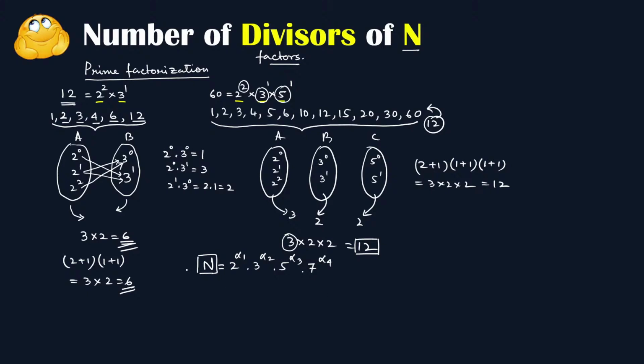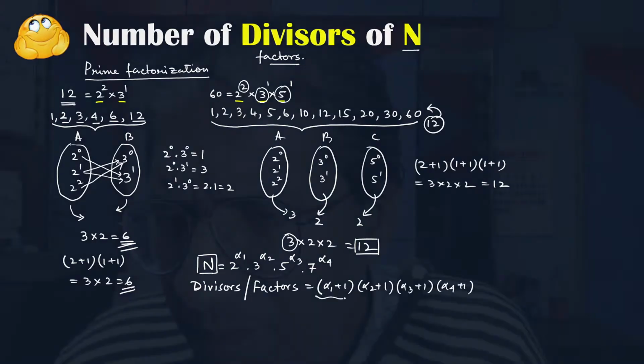So when your n is written in prime factorization like 2 to the power alpha 1, 3 to the power alpha 2, 5 to the power alpha 3 and 7 to the power alpha 4, then total number of divisors or factors will be how much? It is alpha 1 plus 1, alpha 2 plus 1, alpha 3 plus 1 and alpha 4 plus 1. That's it. Is it clear to everyone? Is this clear to everyone?